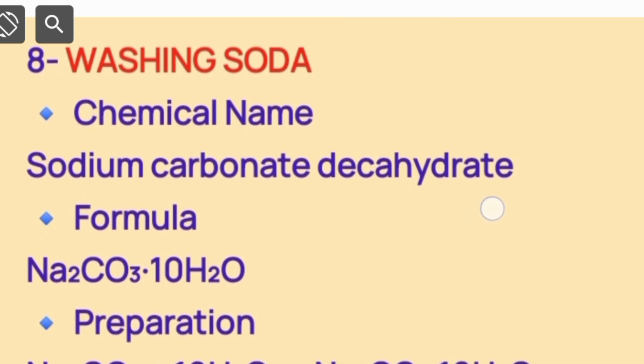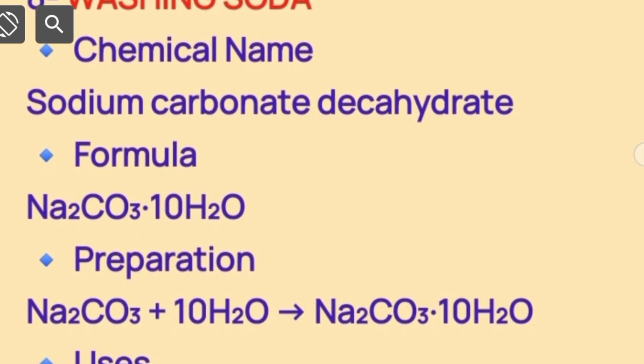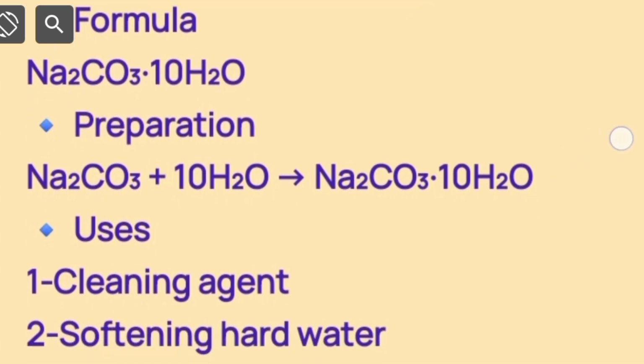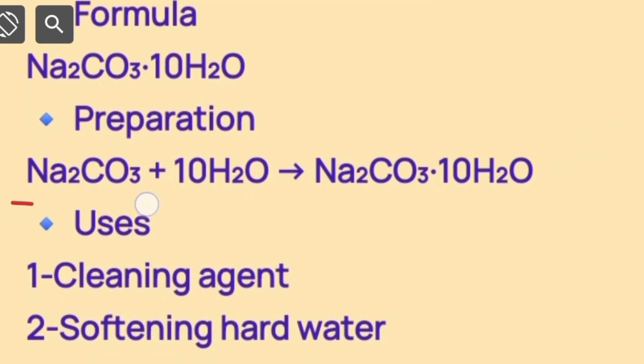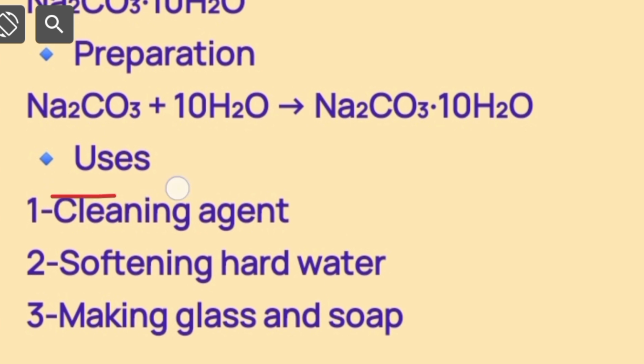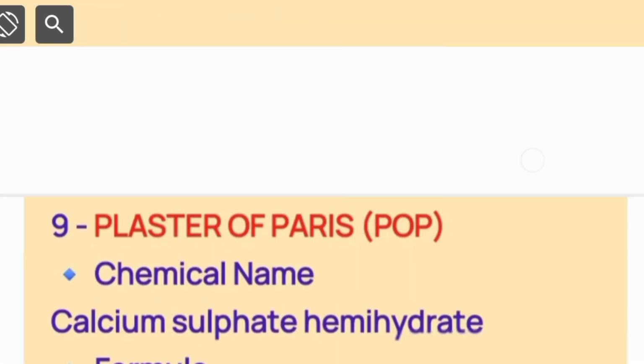Next topic is washing soda. Chemical name is sodium carbonate decahydrate. Formula is Na2CO3.10H2O. How do we prepare it? Na2CO3 plus 10H2O forms Na2CO3.10H2O and this is washing soda. Now see the uses of washing soda. Number 1 is cleansing agent. Next is softening hard water. And last is making glass and soap.